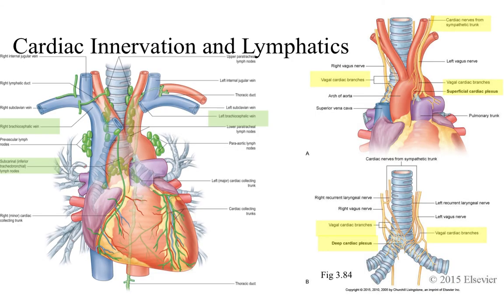For cardiac innervation and lymphatics, we'll do the lymphatics first. And what I want you to notice about the lymphatics is that there are lymphatic vessels right here that drain along the same path as the coronary artery and coronary vein. So you see it here in the right coronary artery, and you see it here in the LAD. So excess fluid that the veins don't return, the lymphatics will pick back up.